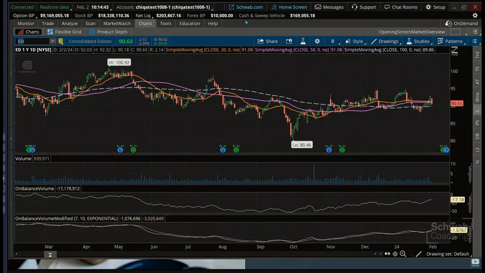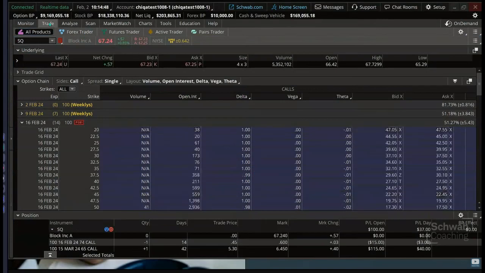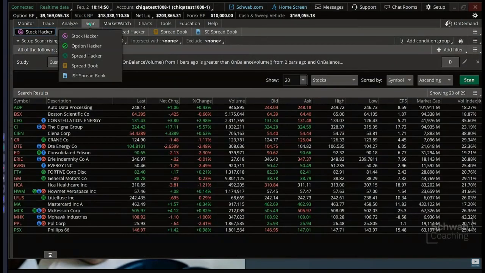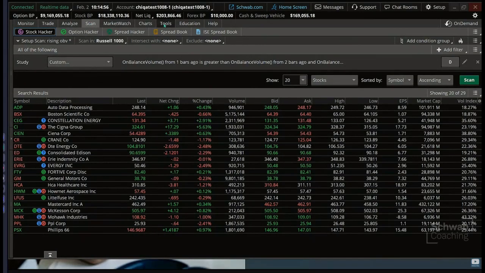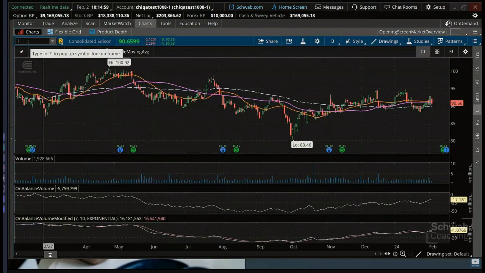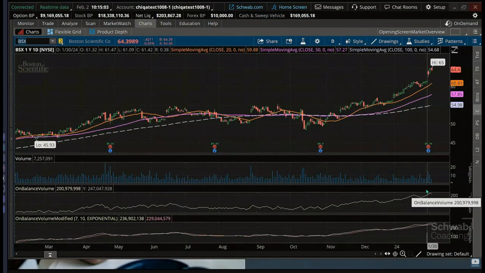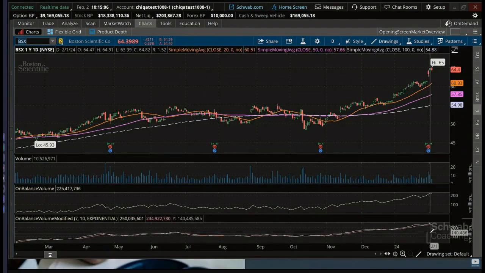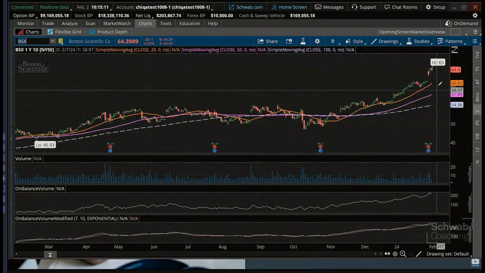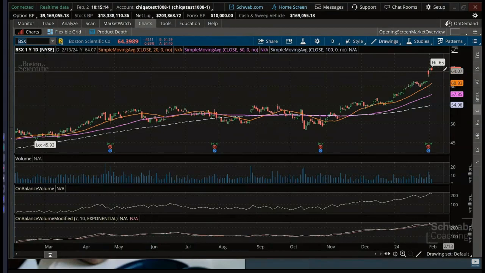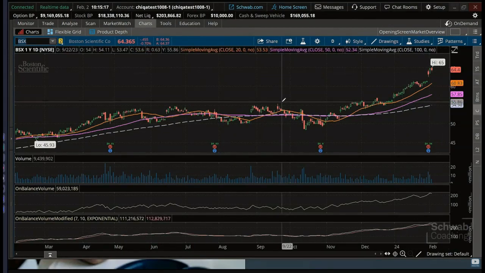Let's just take a look at another one here. Let's take a look at, I don't know, Boston Scientific. Rising on-balance volume line. We also got another kick right in here. As you can see, the modified on-balance volume also crossed with a rising line. There's a lot of buying power behind this move. But we want it to be even picking up more.